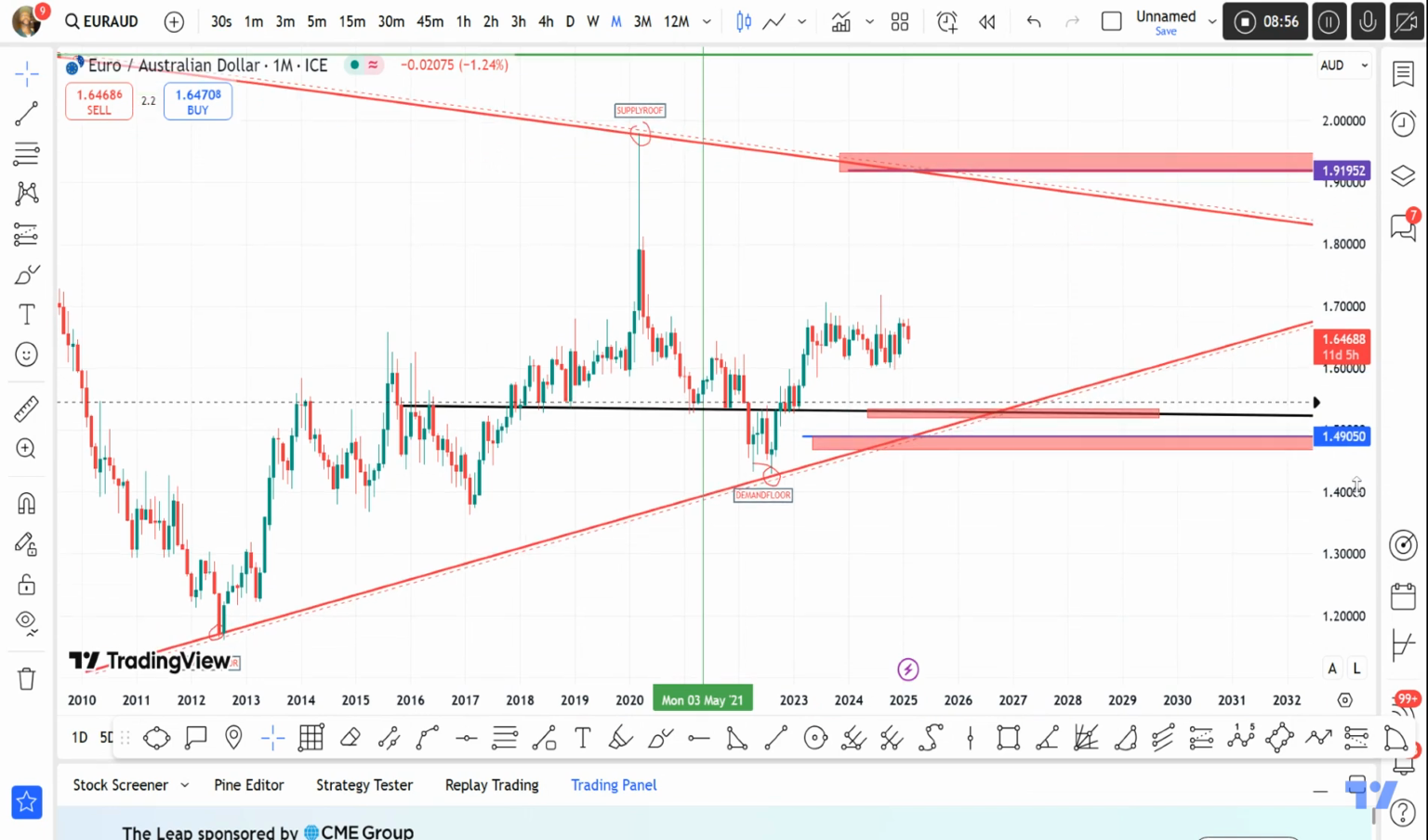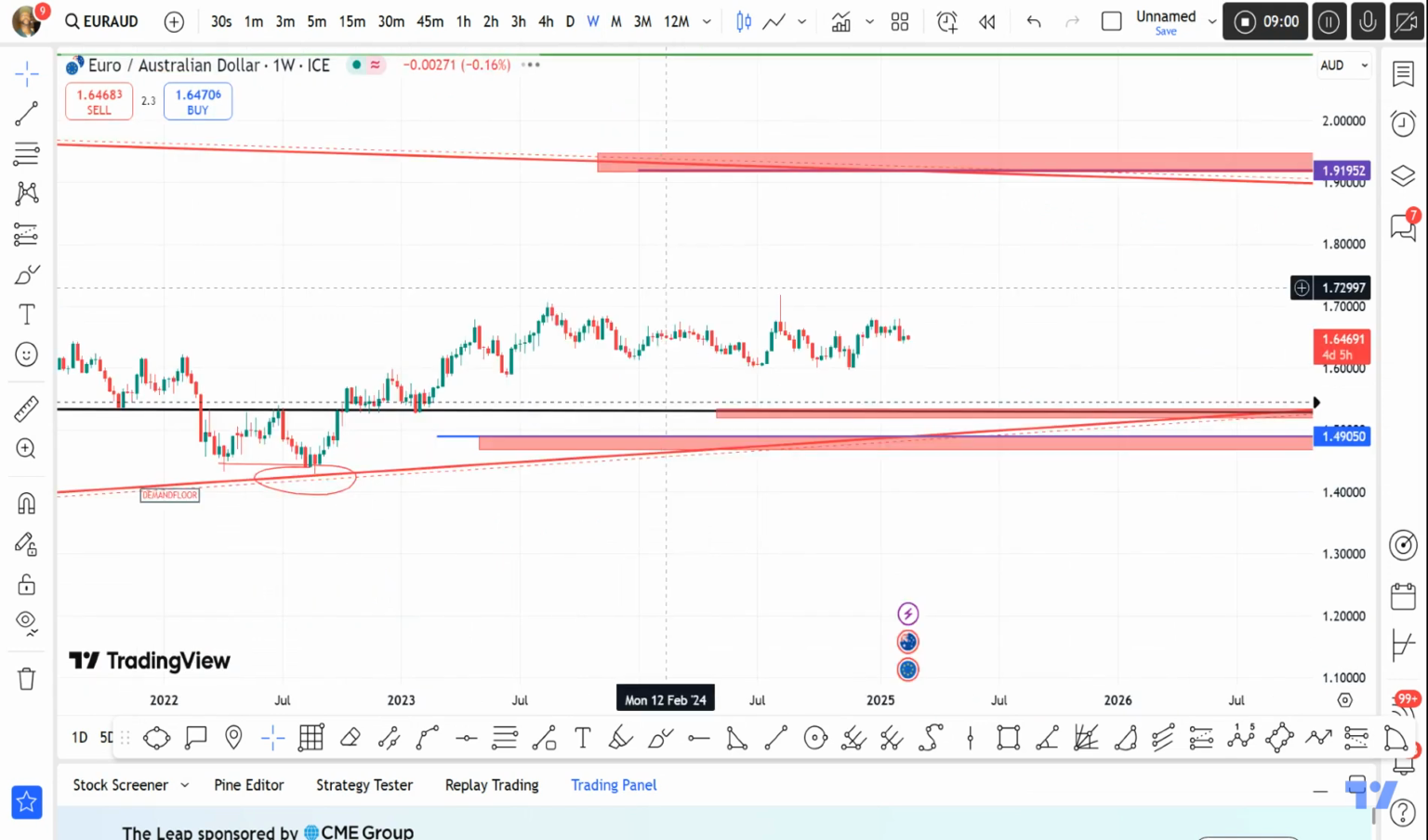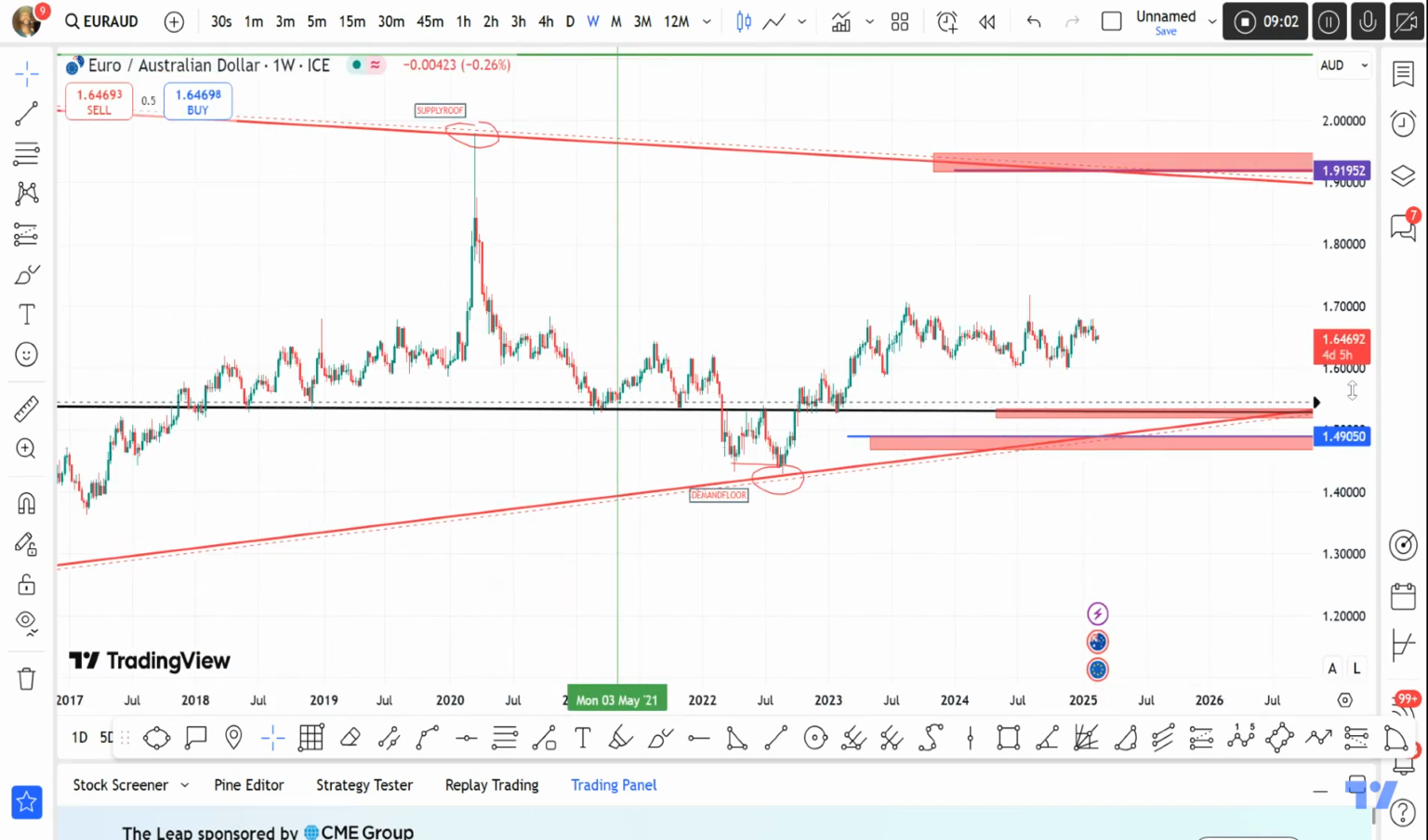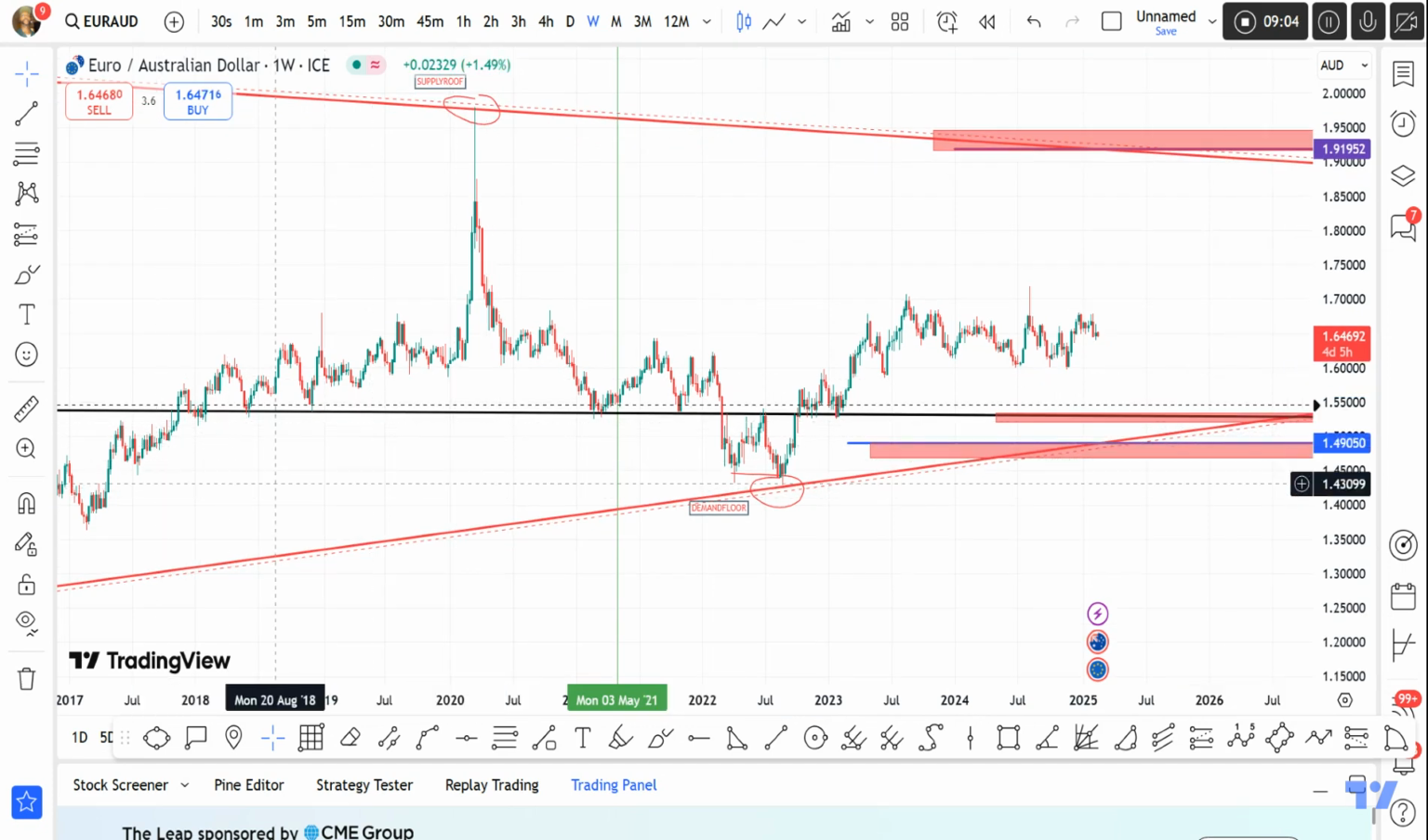Now let's look from the roof. If we have other price action, let's go to the weekly time frame. All we are looking for is a reason to trade. You see that structure we got on the monthly time frame?